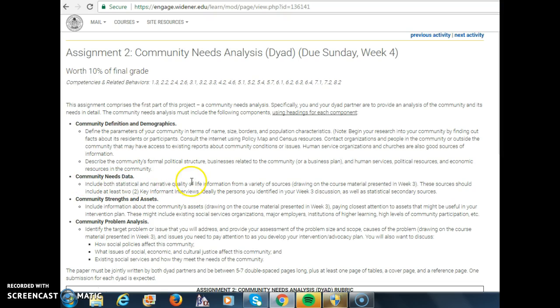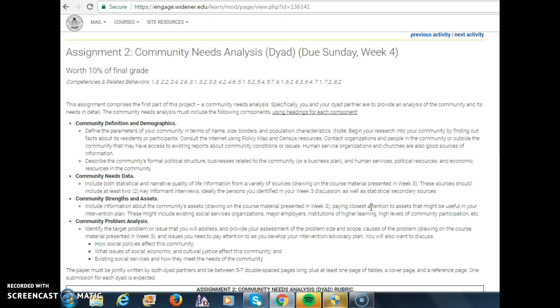The third main component are the community's strengths and assets. So you're going to want to include information about the community's assets, drawing again on the course material that you'll be reading and that will be presented in week 3. And you want to pay closest attention to assets that might be useful in your intervention plan when you get there. These might include existing social service organizations, major employers, institutions of higher learning, high levels of community participation. It's a number of things that might be included under community strengths and assets.